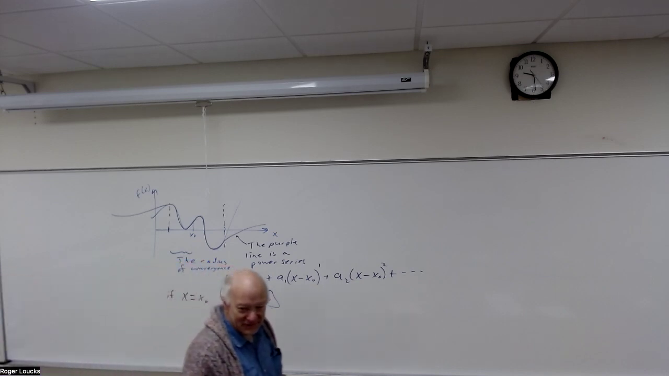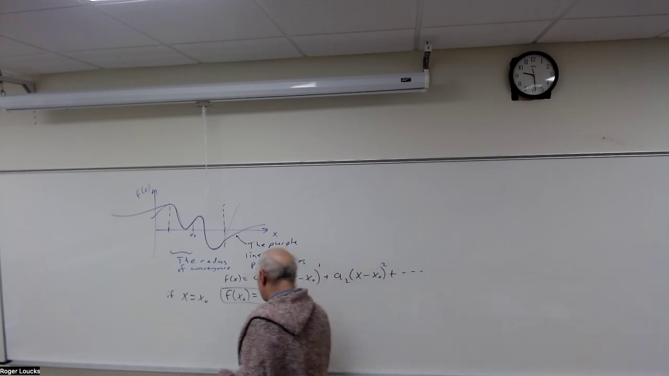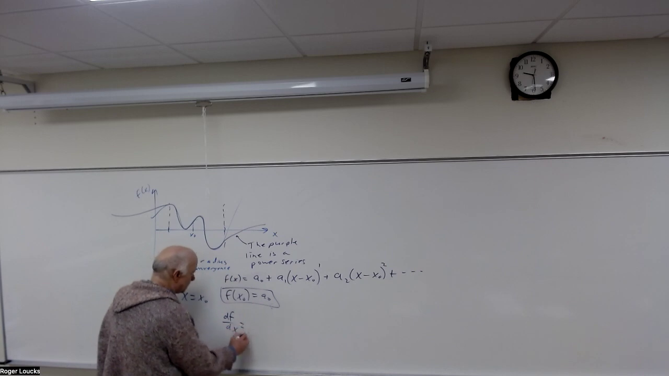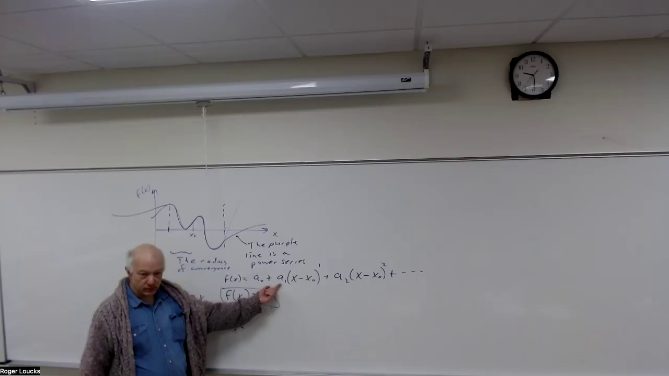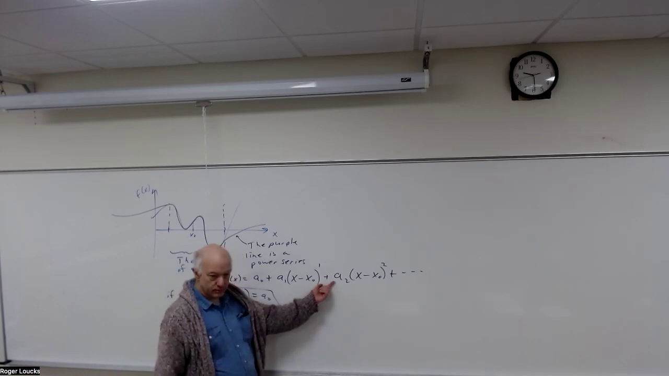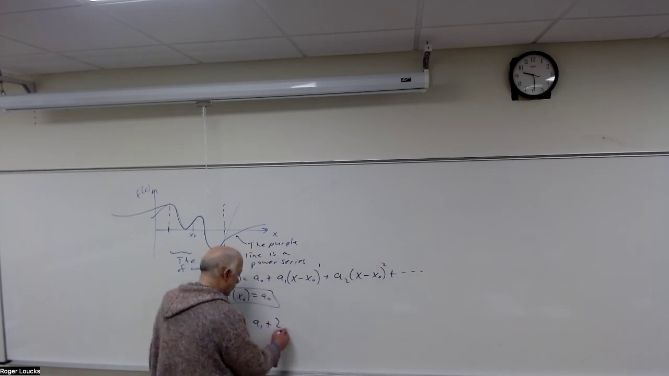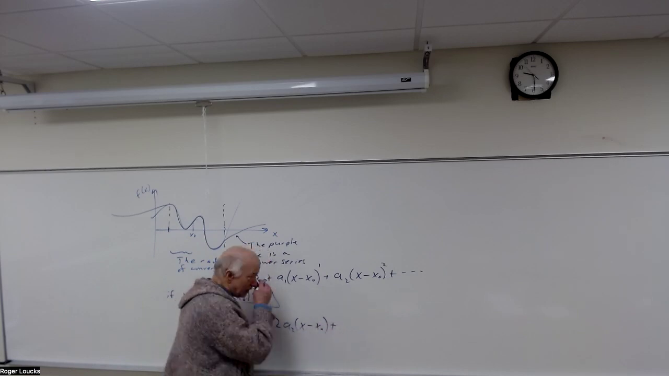And so you take the derivative. Okay, so if I take the derivative, the constant gives me 0. This term gives me a1, plus this term gives me a2 times x minus x naught, but it's not the first power, so the 2 is going to come in front. So I'm going to write this as 2a2 times x minus x naught to the first power.